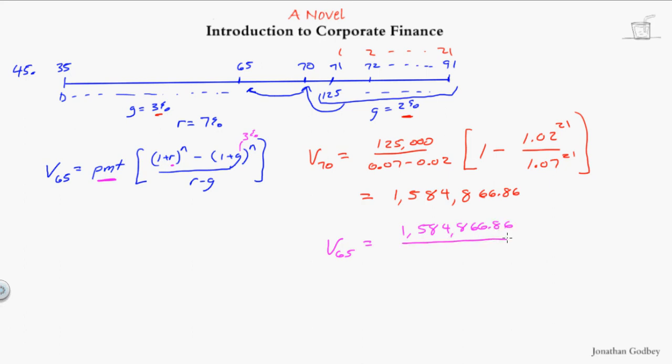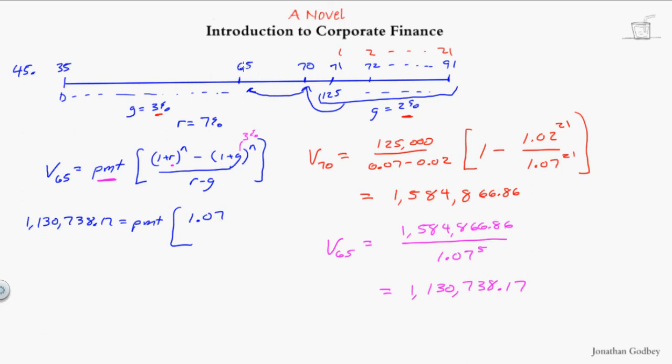1,584,866.86 divided by 1.07 to the 5th, so that's equal to 1,130,738.17. That becomes this number right here. So what I have now is 1,130,738.17 equals payment. That's what I'm solving for, times 1 plus r is 1.07 to the what power?